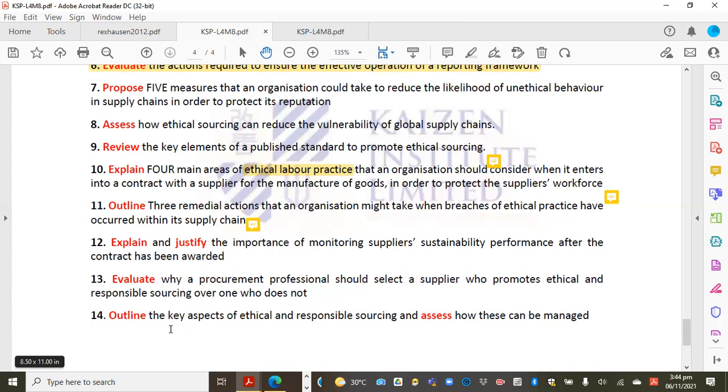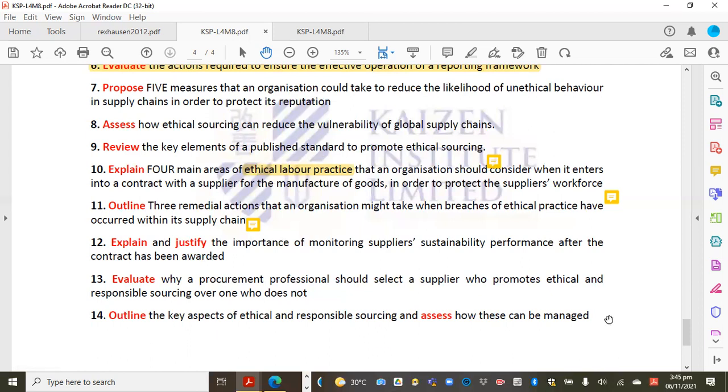It says ethical and responsible sourcing includes understanding the following: bribery, corruption, fraud, human rights, modern slavery, sustainability, environmental issues, equality and diversity and values. So these are the key aspects of ethical and responsible sourcing, and assess how these can be managed.